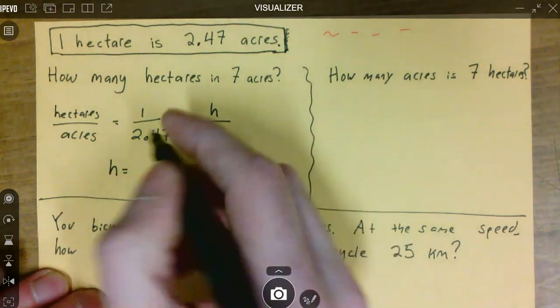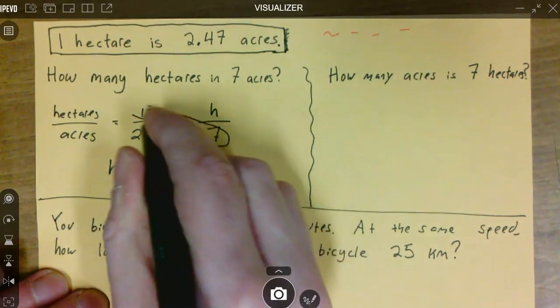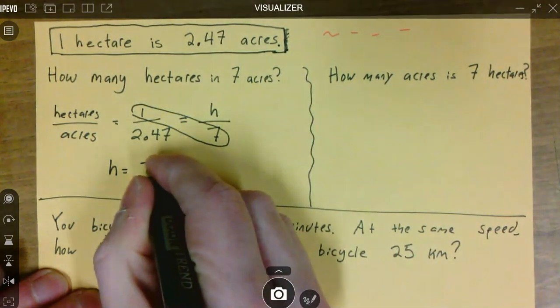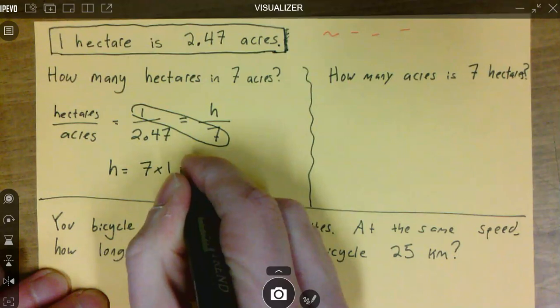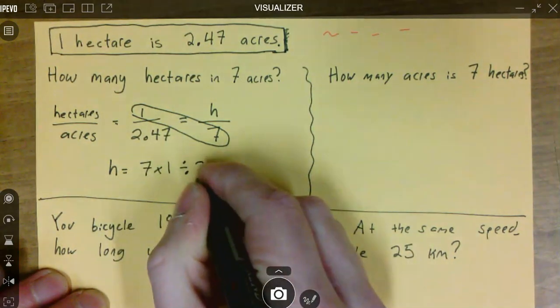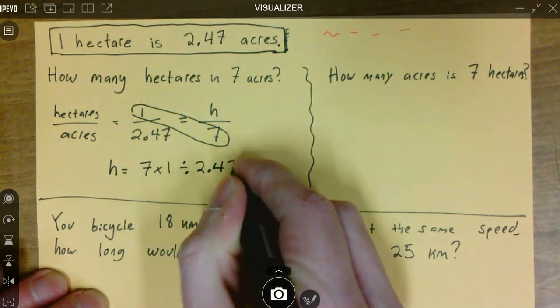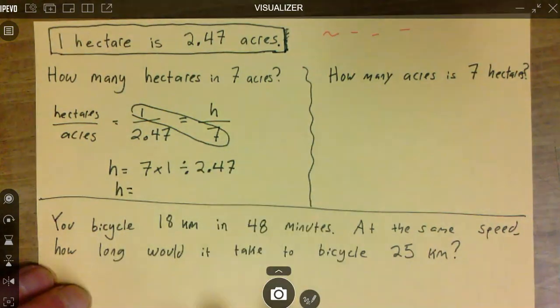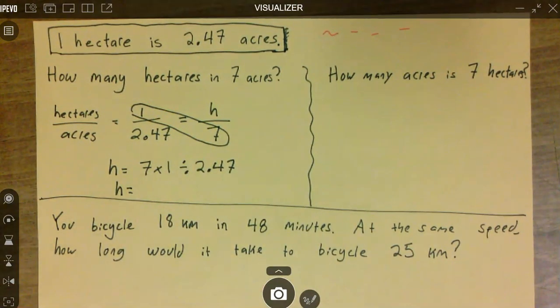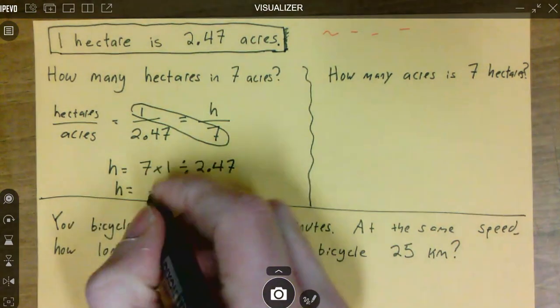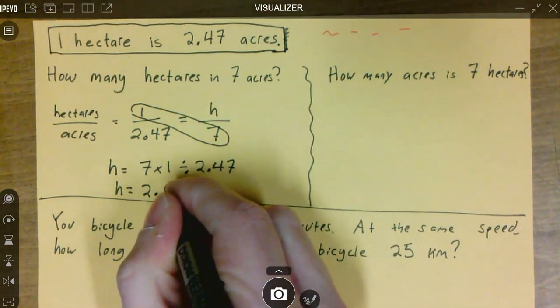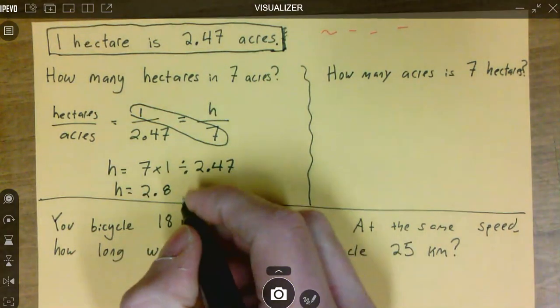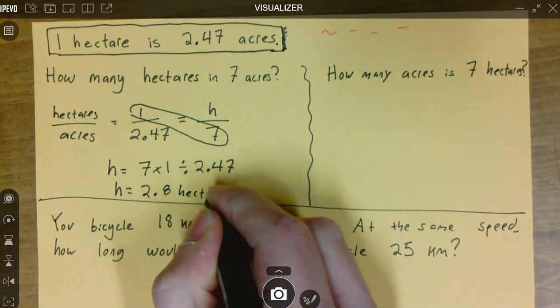So I'm going to multiply together the diagonal that does not include the variable. So that's 7 times 1 is 7, and then divide it by the remaining numbers. So 7 times 1 divided by 2.47, and then in one step I can figure out the number of hectares. Because it's a measurement problem, every measurement problem, my answer should involve a quantity. In this case, it's 2.8, and then also a unit. So in this case, it would be hectares.